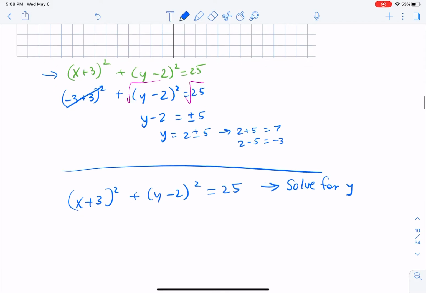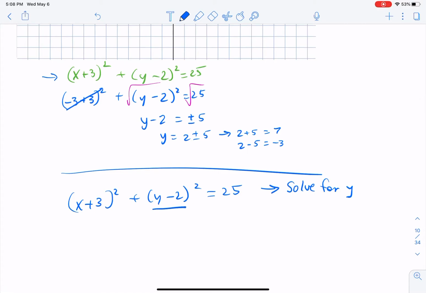Okay, so to solve it for y, I want to isolate this y term. To isolate it, I've got to get rid of this thing. That doesn't mean you have to expand it out. No. Just treat this as one thing, one big term that we're going to subtract to the other side of the equation. It'll look like y minus 2 squared is equal to 25 minus x plus 3 squared.